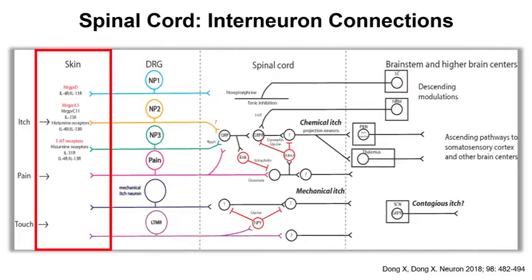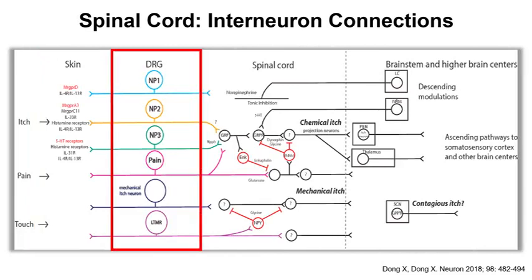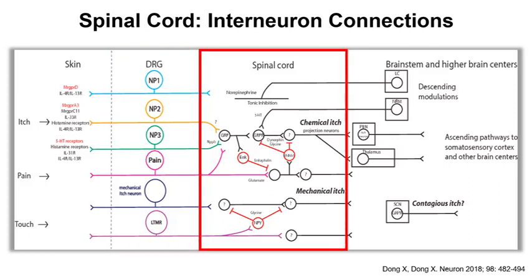So here we are in the skin, we have our different fiber classes. We are here in the dorsal root ganglion where we have the cell bodies, and then you see we have here a crowd of interneurons, of connections before everything goes to the brain. And this knowledge is, of course, not complete, and it is, of course, not representative for humans. This knowledge is gained from animal studies.